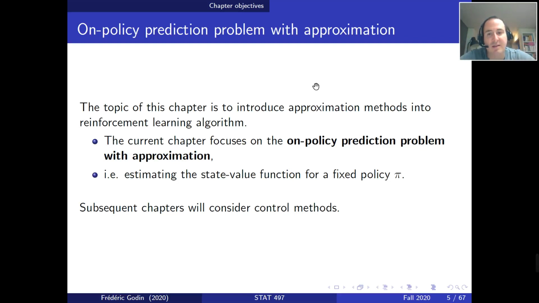So as we mentioned, this chapter exclusively focuses on the on-policy prediction problem. The control problem is covered in subsequent chapters. And for off-policy methods, this is covered in the textbook, but we won't have time to go extensively through them. So off-policy control methods are left out of scope of the current course, and you can refer to the textbook for this topic. Okay, so prediction problem means we have a fixed policy pi and we want to estimate the value function of that policy.